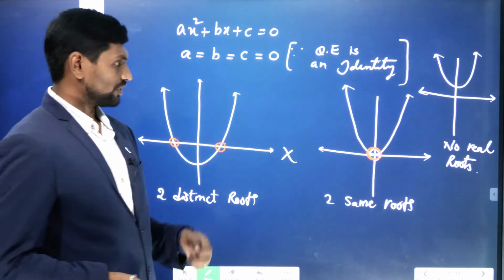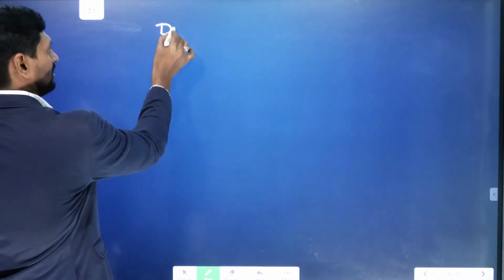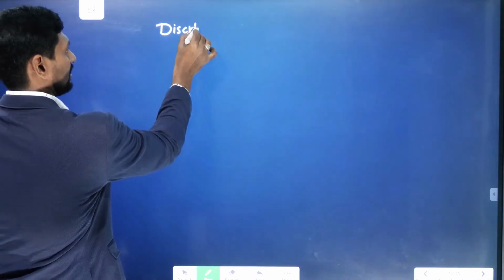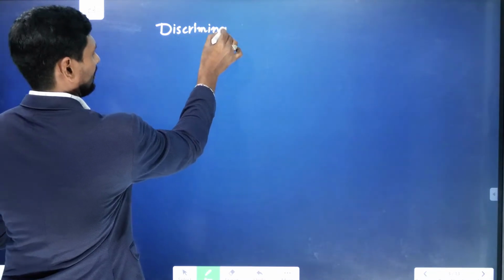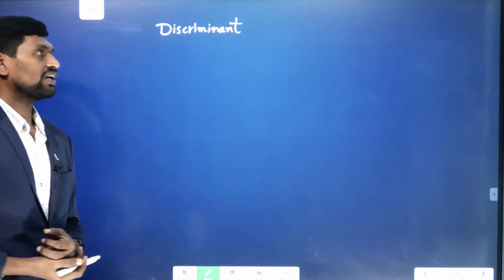Now, next one: without finding the solution of a quadratic equation or without finding its factors, can we say whether the given equation has two distinct roots, or two same roots, or no roots? Can we say that? Yes, we have an option. That option is called discriminant. Okay?